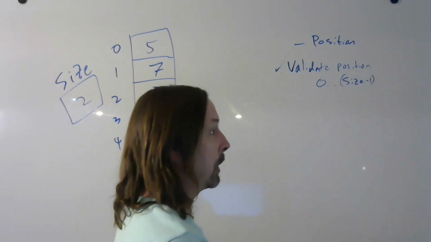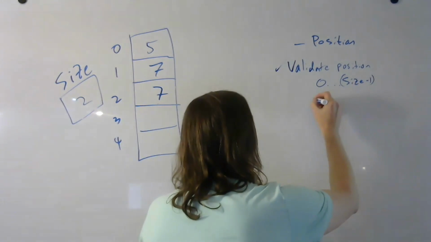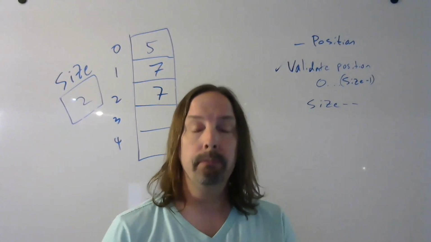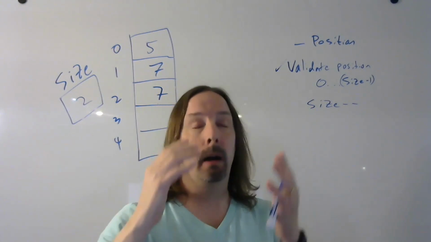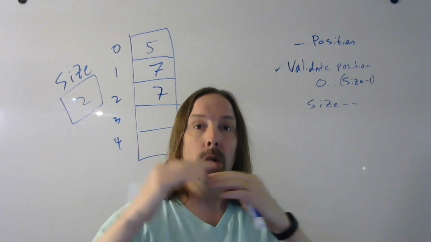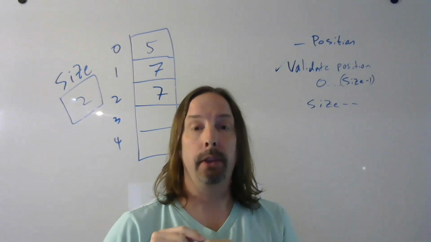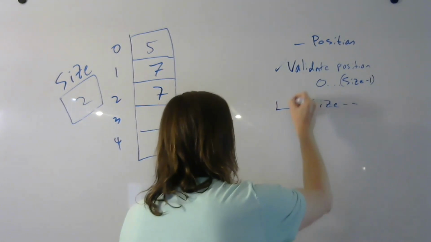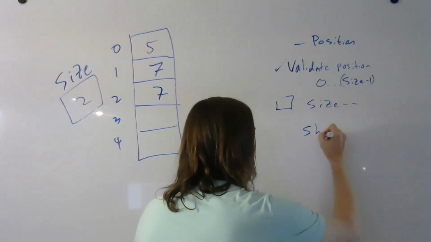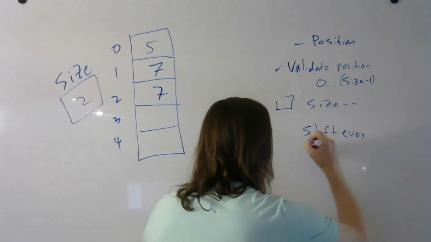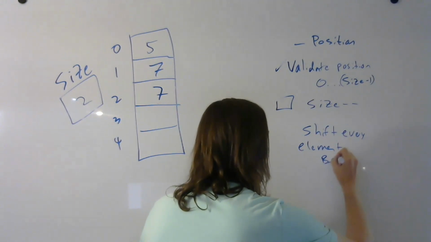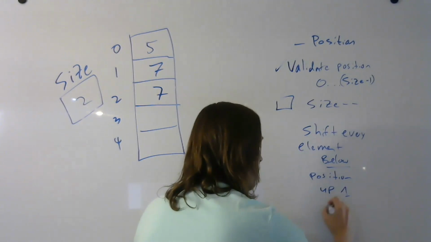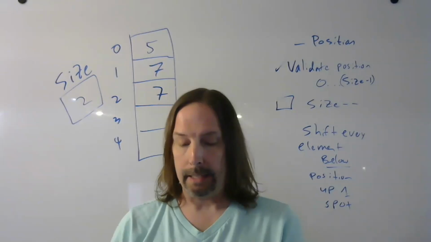So what does that mean over here? It means that our algorithm is as follows. We validate our position. Then we reduce our size first. This shortens the list by one, which is what we want to do. And then as we move down, shifting everything up, when we hit the new size, we will stop. And this will prevent us from grabbing one extra item at the end. So we reduce our size, right? After that, we shift every element below position up one spot. All right, that's the technique that we're going to use.